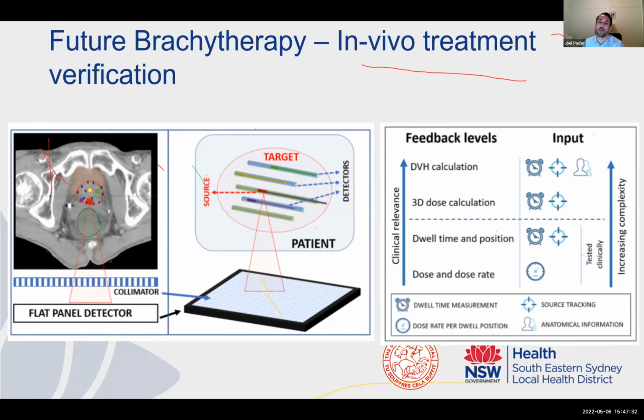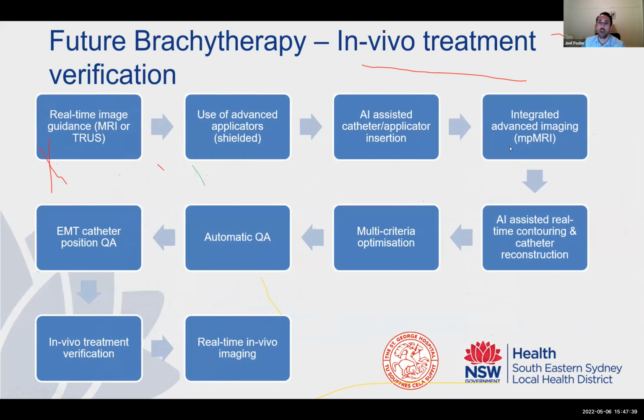So now I'm going to finish off by giving you potentially what a brachytherapy treatment may look like in 20 to 30 years from now. I think we may have real-time image guidance, whether it be from MRI or transrectal ultrasound. We'll have the use of advanced applicators, such as shielded applicators, which I showed you a few slides ago.